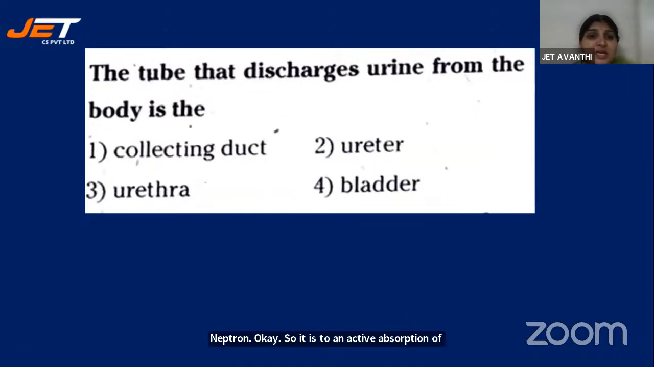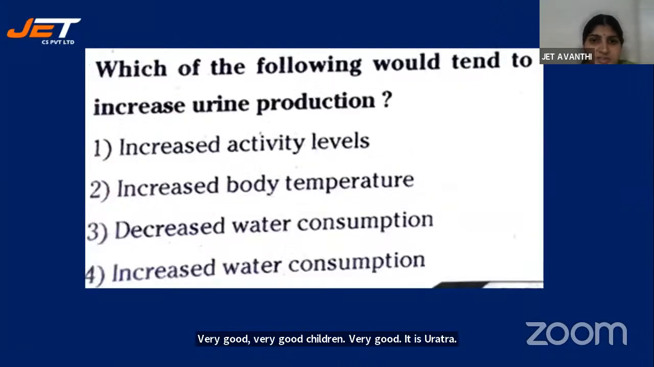Next, the tube that discharges urine from the body is. What is the part of the excretory system which ejects urine out of the body? Collecting duct, urethra, bladder. What's the answer? It's a direct question. Yes, Shivani, Ria, Bhavani, Sai Teja, Avinash, Rakesh, Anthony. Very good, children. It is urethra. Urethra is the correct answer.